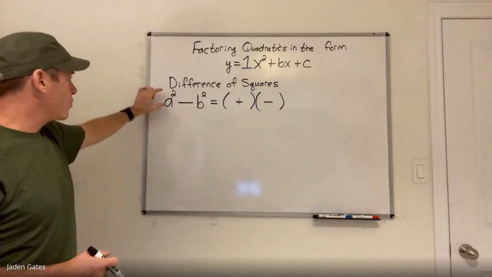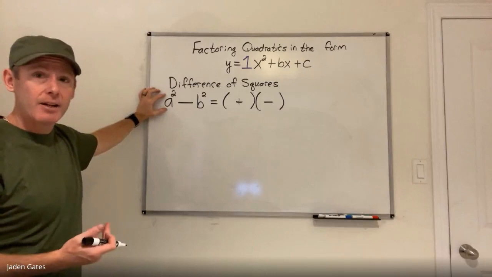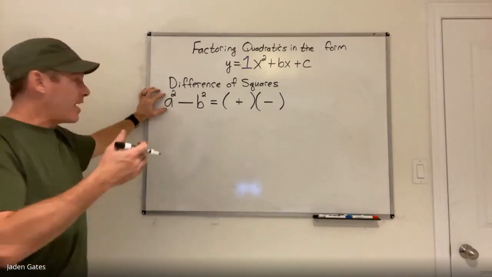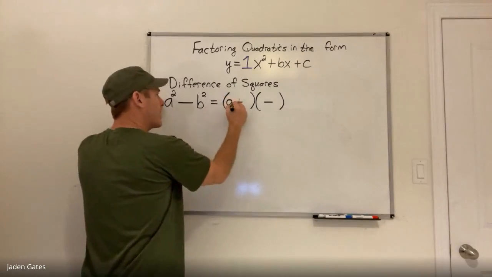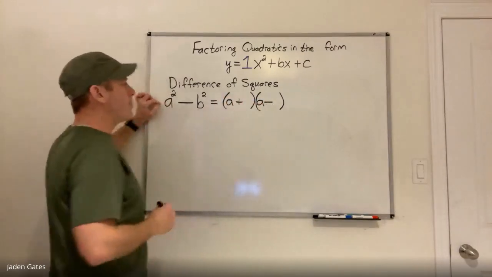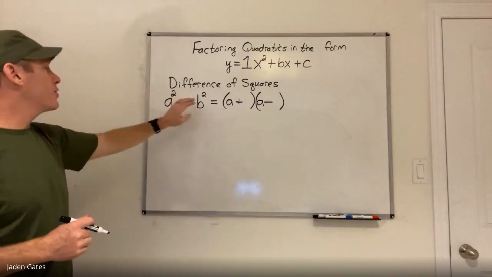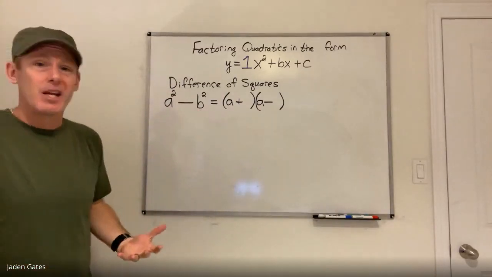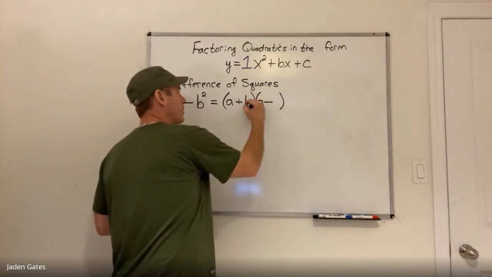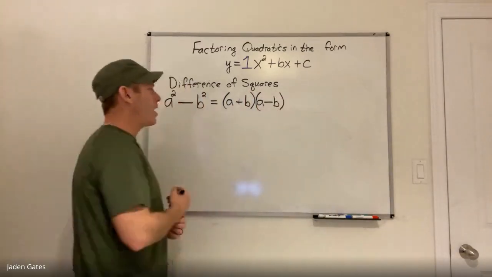And so if I square root a squared, I get a. And so if that's the first term, it goes in the first spot. So it goes in both the first spots. I do the same thing with b squared. I square root it, I just get b. It's the second term. It goes in the second spot.